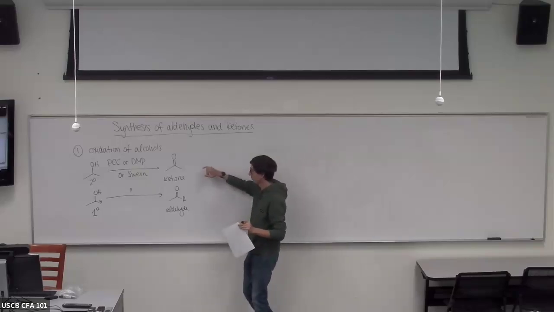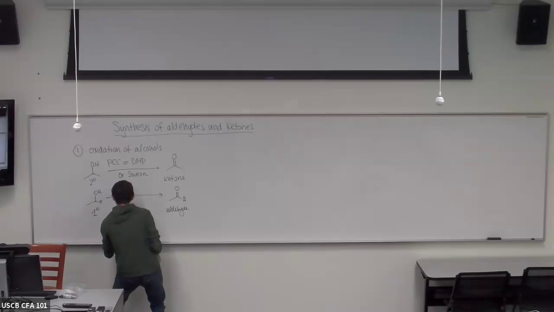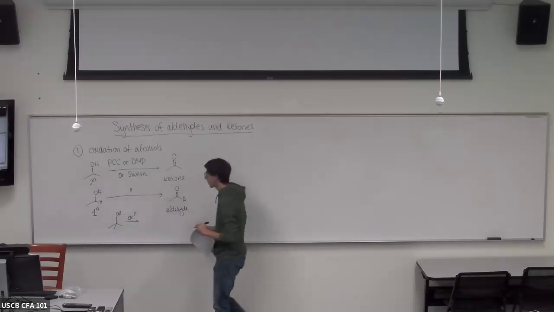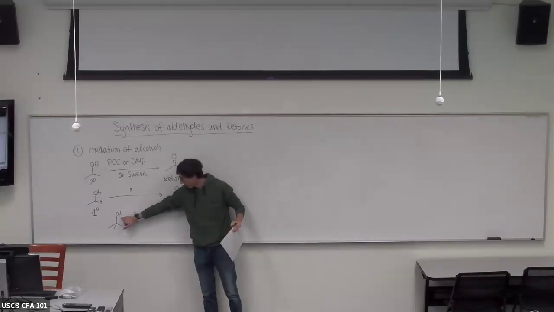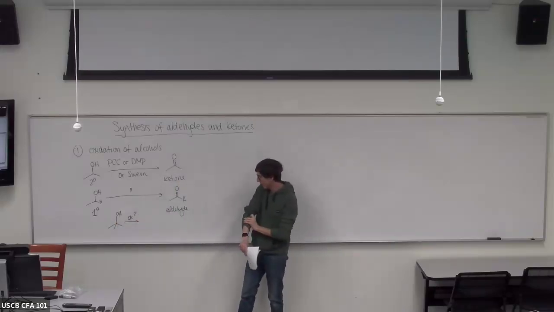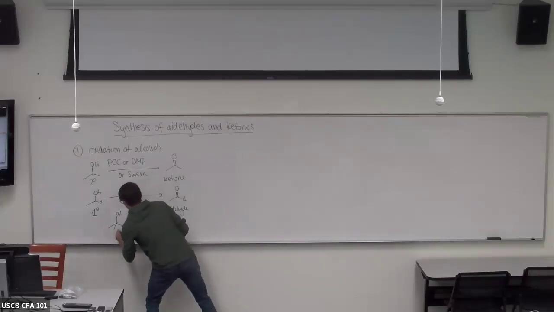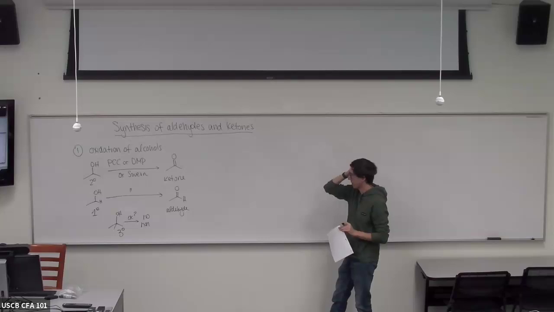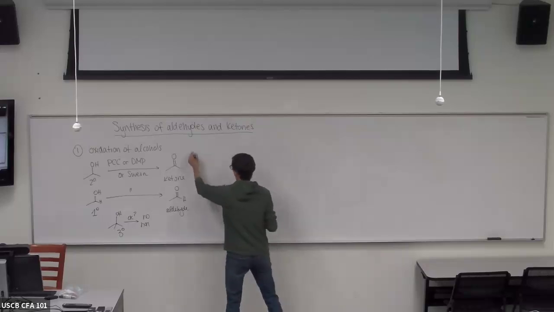You also might ask, okay, what happens when we try and oxidize a tertiary alcohol? The problem with that is, well, you can't make a double bond because we've already got 4 sigma bonds to carbon. And so the tertiary alcohol is not going to undergo oxidation like this. Okay, so what are these reagents?